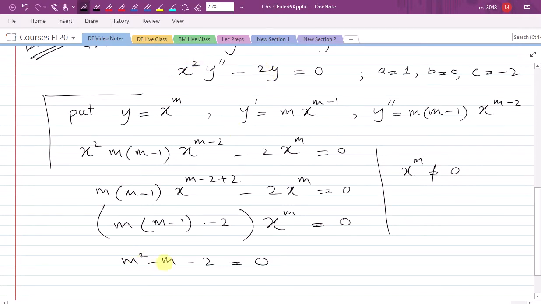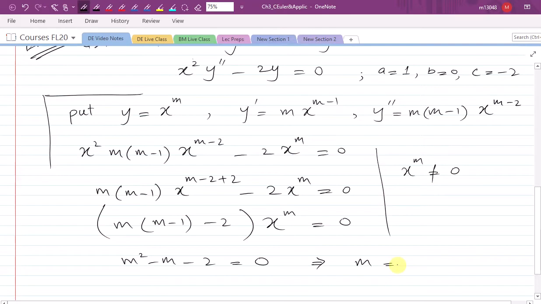But this is m square minus m minus 2, an extra term here. So this is very notable. Do not confuse the auxiliary of Cauchy Euler with the auxiliary of constant coefficients. That is a very important point here. Also, there is a difference after this point.